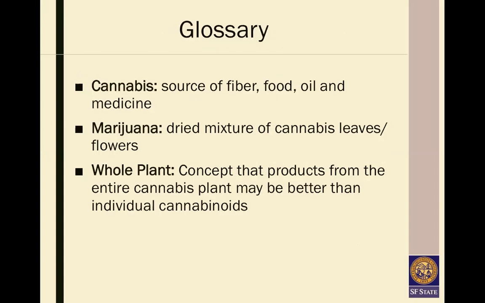So cannabis can be a source of fiber, food, oil, or medicine. Marijuana is a dried mixture of cannabis leaves and flowers. And then the whole plant is a conception that the plant products from the entire cannabis plant may be better than the individual cannabinoids.